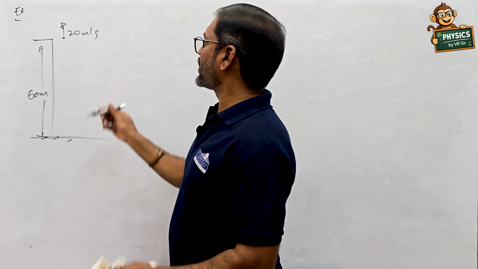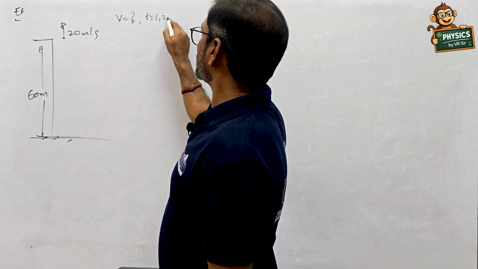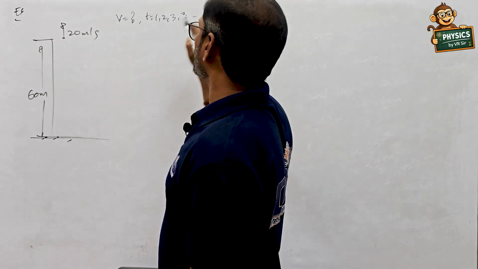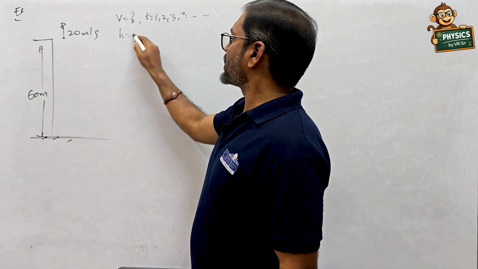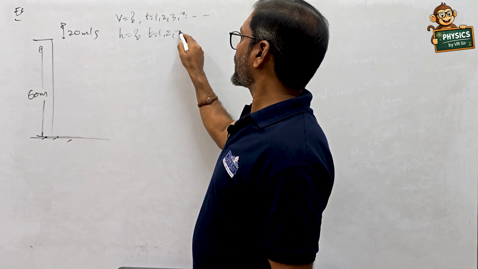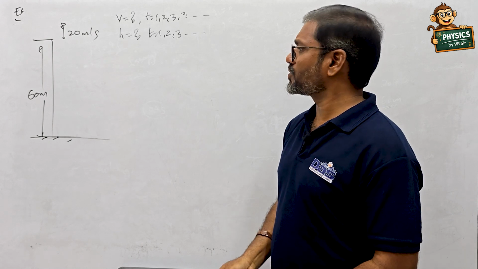So find, for example, I am leaving it to you. What is the velocity at t equivalent to 1 second, 2 seconds, 3 seconds, 4 seconds, and so on? You should work that out. And what is the location? Location and displacement, how much at t equivalent to 1 second, 2 seconds, 3 seconds, and so on. This is the analysis of the motion of the object.